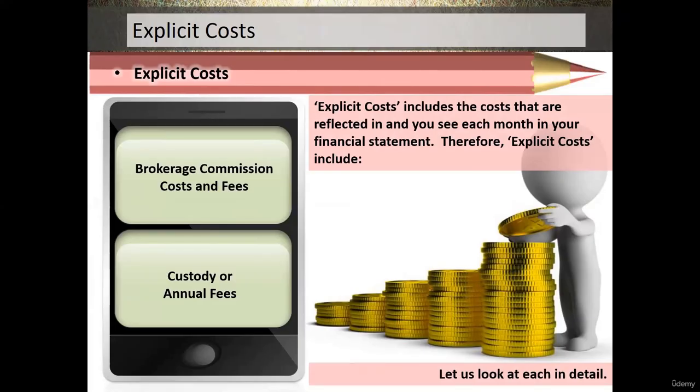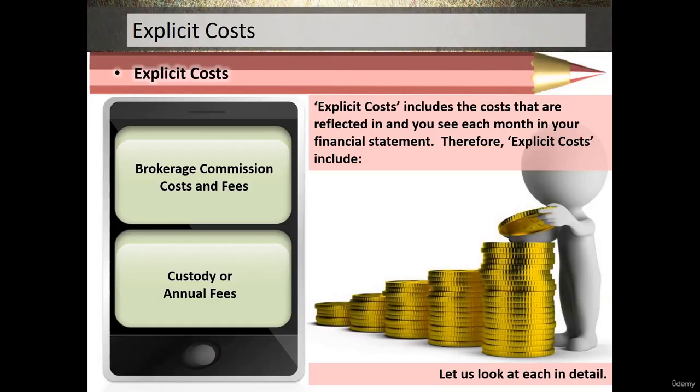So explicit cost is that cost which is visible on the face, you can say, which is there at that very moment, the time when I'm making the investment. I can see that. I can look at the money which is going out of my pocket towards that very cost. So this is the cost which I'll be able to check while making the investments. So two types: brokerage commission, cost and fees, and then custody or annual fees.